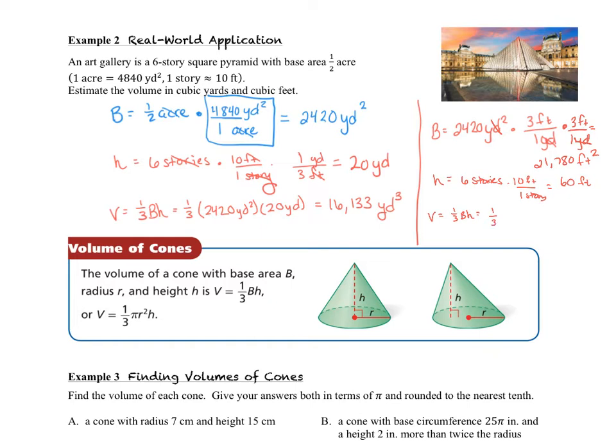Which is 1/3 times the area of the base, we said was 21,780 feet squared, times the height, which was 60 feet, for a final answer of 435,600 feet cubed.